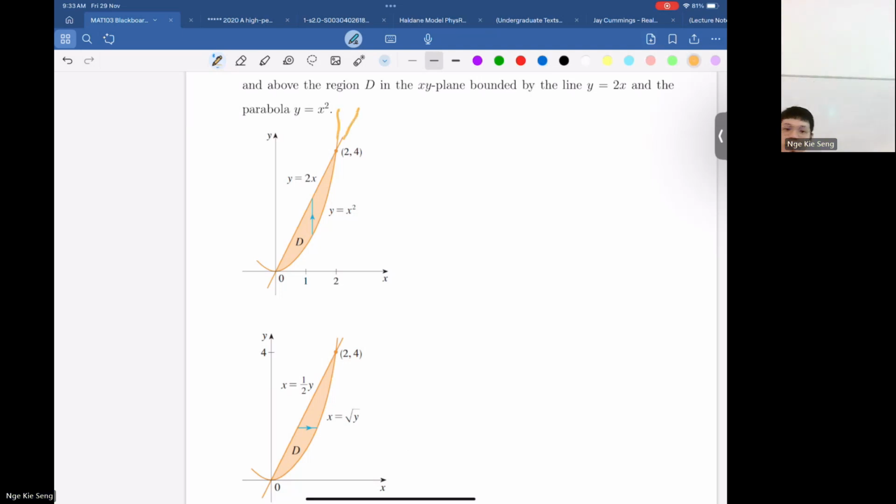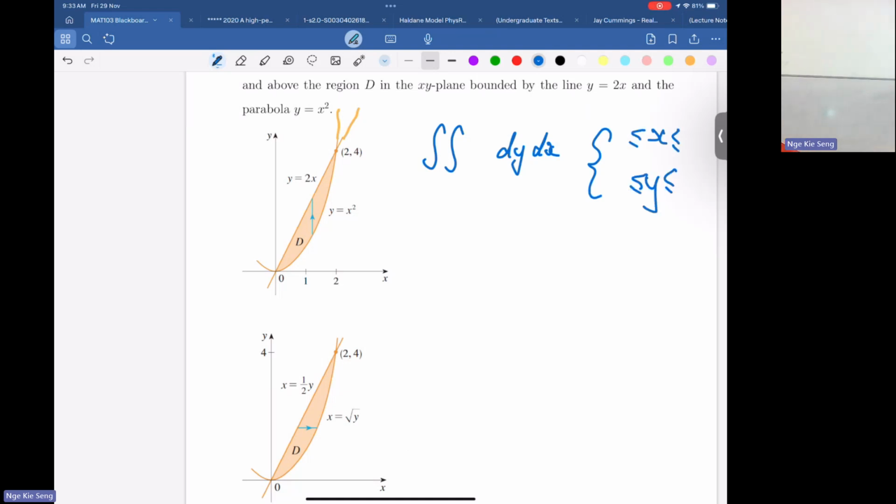So what sort of order do you pick? Let's pick someone. Isaac, which order do you try? dy dx. Okay. For dy dx, what do you need to do? You need to fix your x first, and then fix your y depending on that x. So how do you fix your x? x is going from where to where? From 0 to 2. Good.